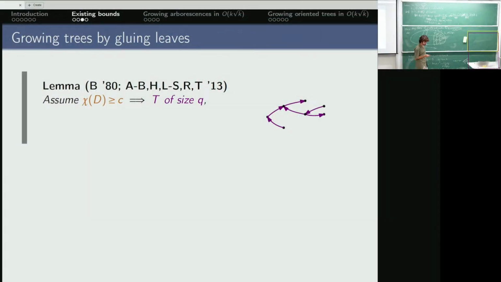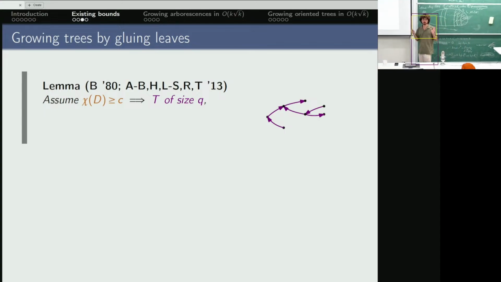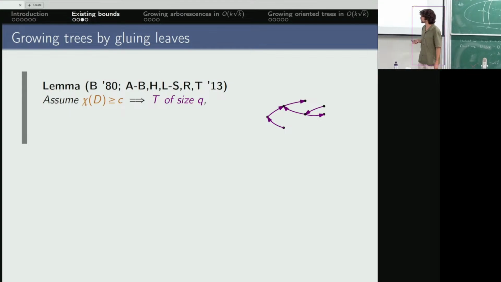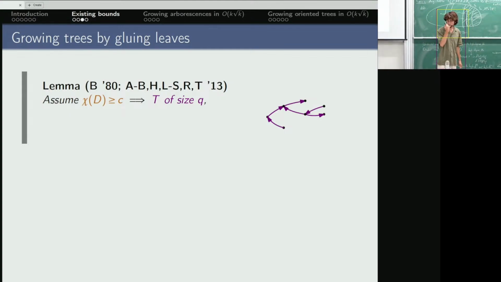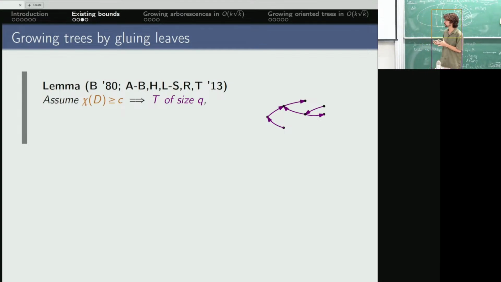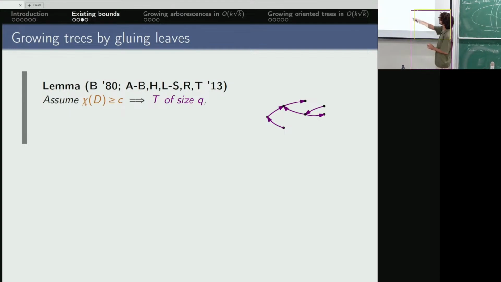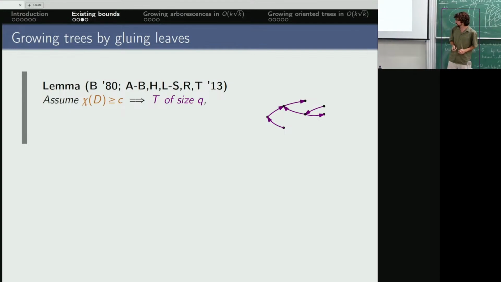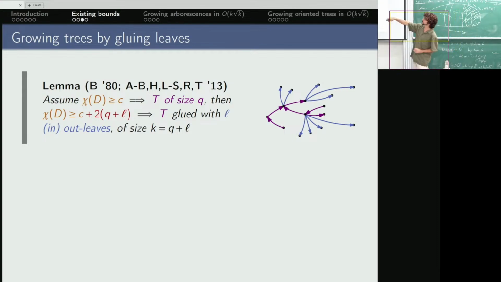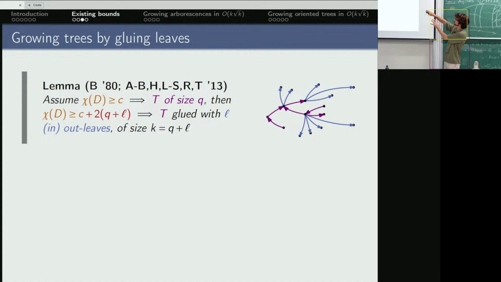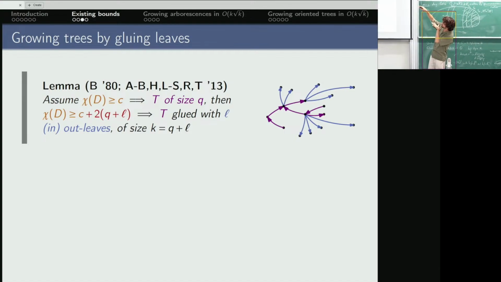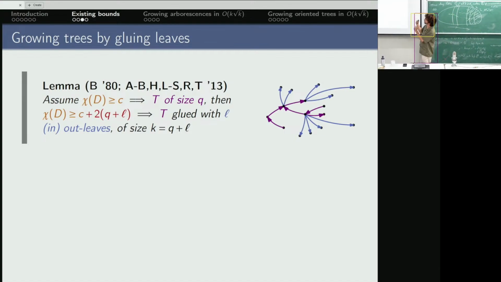So I have shown the bound for stars and for paths, which are some simple graphs. But what if I want to find a bound for some more complicated trees? For this, we will use an induction of the type: if I have some bound on the chromatic number, say chi greater than c, that guarantees me some tree T of size q, I will derive another bound, c plus 2 times (q plus l), that guarantees me T glued with l out leaves.